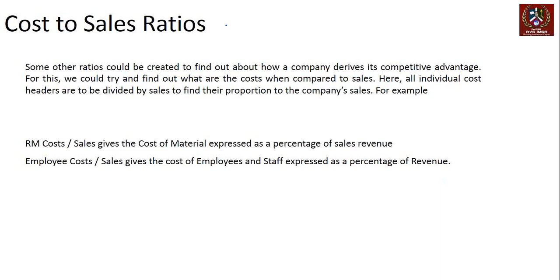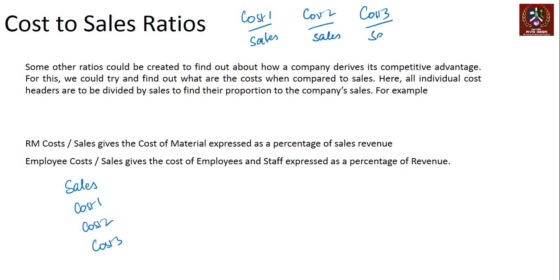Now, you could have ratios which are cost to sales ratios, right? Every company has a structure which is something like sales, and then you have cost 1, you have cost 2, you have cost 3. These could be any headers. When you are calculating cost to sales ratios, you are doing cost 1 by sales, you're doing cost 2 by sales, and cost 3 by sales. Why is this important? You're trying to find out which cost is the biggest in terms of the entire structure of the company. So is this the biggest number, or this, or this?